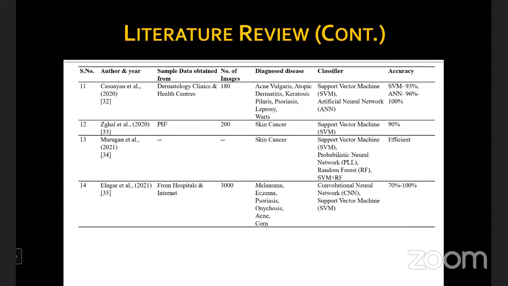Another study undertaken in 2021 designed a model for detection of skin cancer, and the classifiers used were support vector machine, probabilistic neural network, and random forest, and the system was found to be efficient. And in another study, images from hospitals and the internet were used for melasma, eczema, psoriasis, onychosis, and acne, and the classifier.